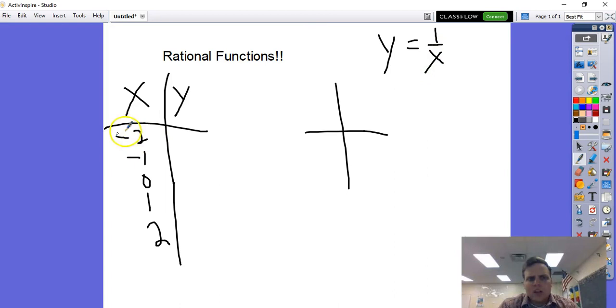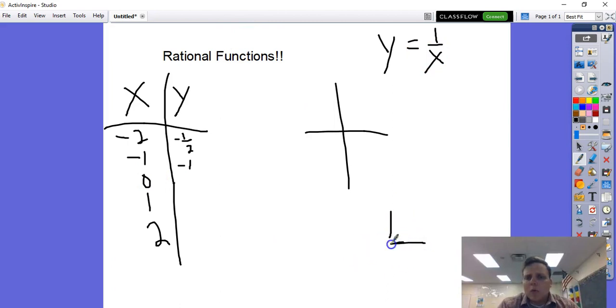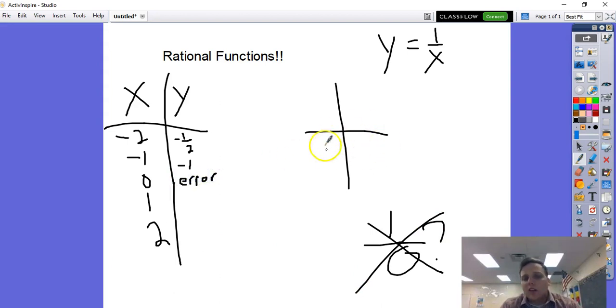If you plug in a -2, you get 1 over -2, that's just -1/2. You plug in a -1, you get 1 over -1, that's just -1. You plug in a 0. Can you do 1 over 0? Is 1 over 0 possible? Can you divide 1 by 0? Is that a thing? No, it's not. That's not possible. So I'm going to say error here, and I'll talk to you about why we have that error. I'll tell you what that error looks like on the graph.